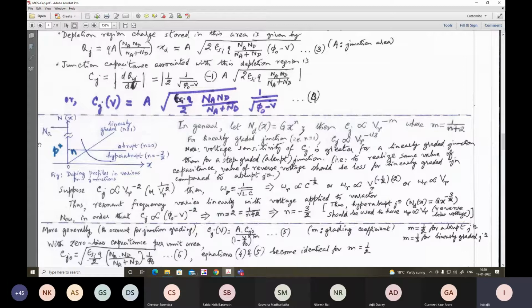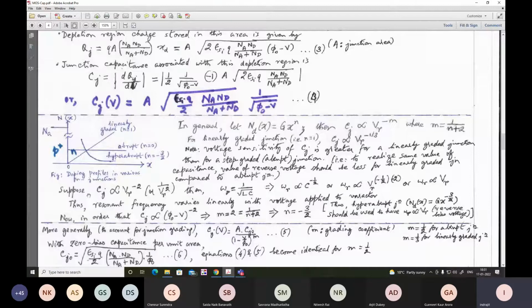So we know about various features like the varactor diode, the variable reactor, and how the reverse voltage influences the value of the capacitance. Now, this comment that we have made, that voltage sensitivity of the junction capacitance is greater for a linearly graded junction compared to that for a step graded junction, what do we mean by that?